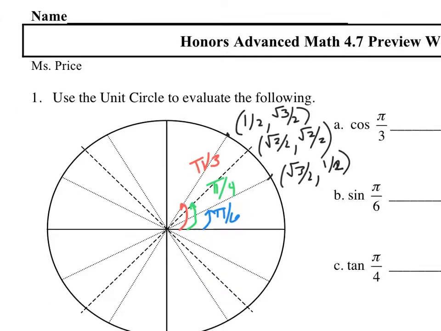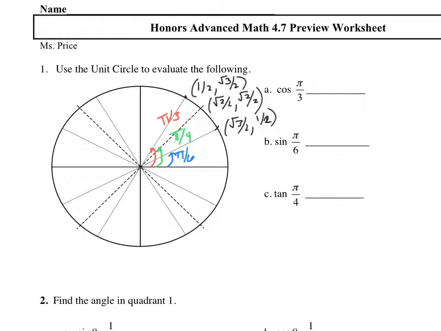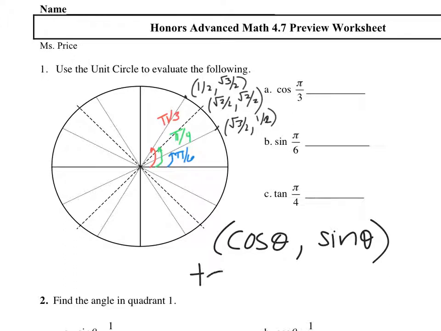And when you're evaluating cosine, sine, tangent, any of the trig functions, at the angle, the cosine of theta is the x coordinate and sine of theta is the y coordinate. Okay? So that's all review. That's all stuff you should know. And then don't forget tangent is sine over cosine. So let's go ahead and evaluate. Here we go. So here's the first one.